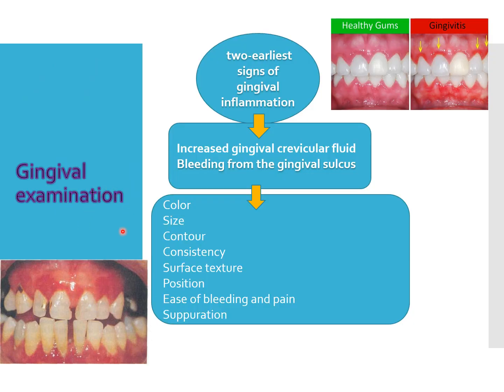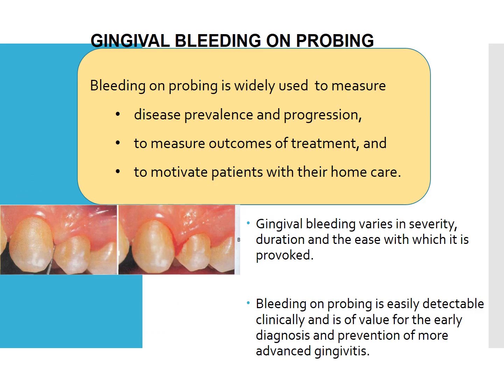Coming to clinical examination, as you all know, the first stage, the initial lesion, is a subclinical feature, that is gingival fluid flow, which cannot be seen clinically much. So the two earlier signs of gingival inflammation are increased gingival crevicular fluid and bleeding on probing. These are the two earlier signs of gingival inflammation. And then after that there will be change in color, size, contour, consistency, surface texture, position, ease of bleeding, and pain. Coming to the details of each clinical feature, first one, gingival bleeding on probing.